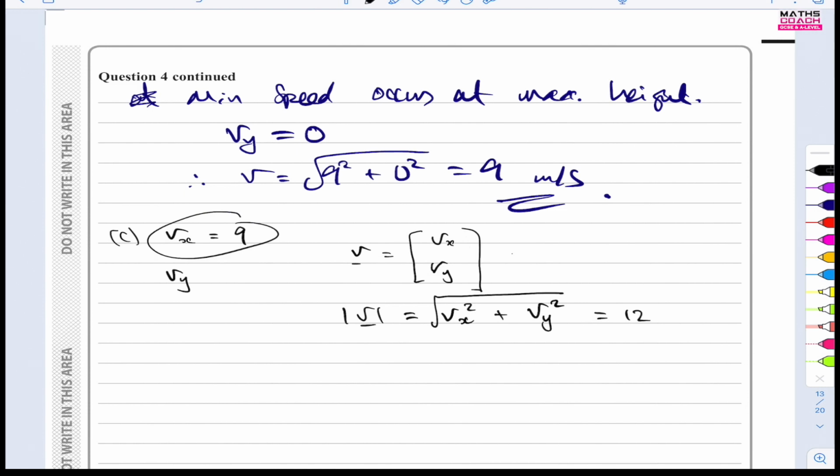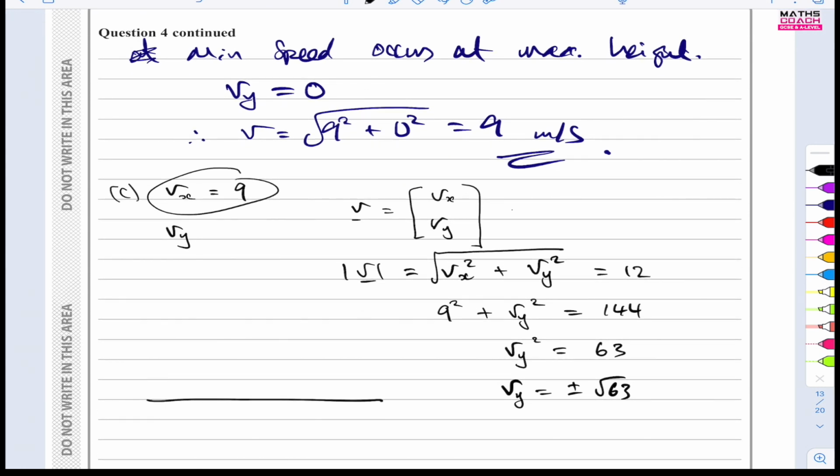And Vx, which doesn't change, is always 9 in this scenario. So 9 squared plus Vy squared equals 12 squared, which is 144. So Vy squared would be 144 minus 9 squared, which equals 63. So Vy would be plus or minus root 63. So if you draw a sketch, our object goes like this: on its way up, the velocity in y would be positive root 63, and on its way down, the velocity in the y direction would be negative root 63.